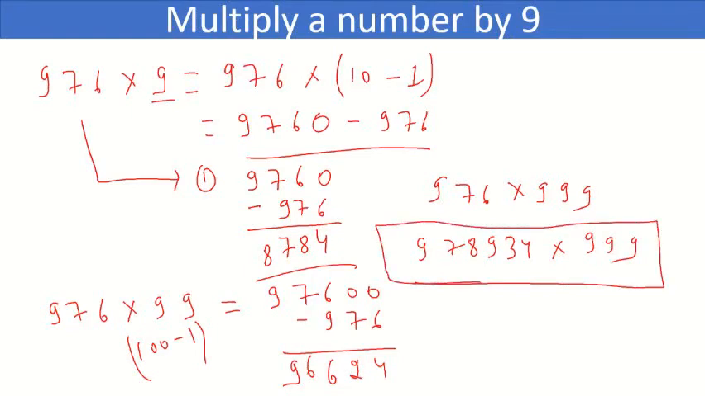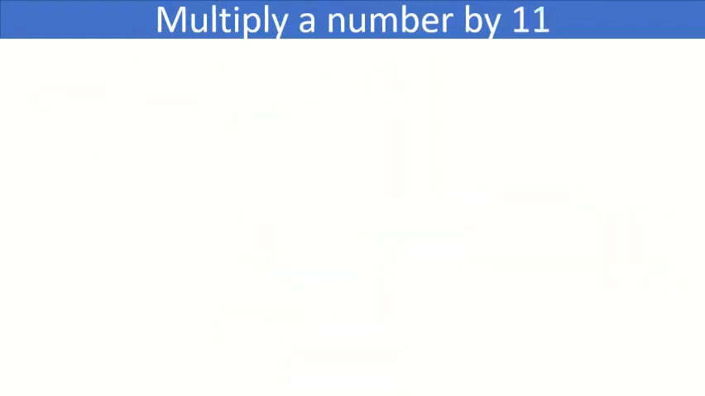Okay, I hope that you will like the way in which we are moving. Now for multiplying a number with 11. Okay, so to multiply a number with 11, we will take one example. For example, we have to multiply 934 with 11. Now here the key thing is that you have to convert 11 in the first step in the form of 10 plus 1.